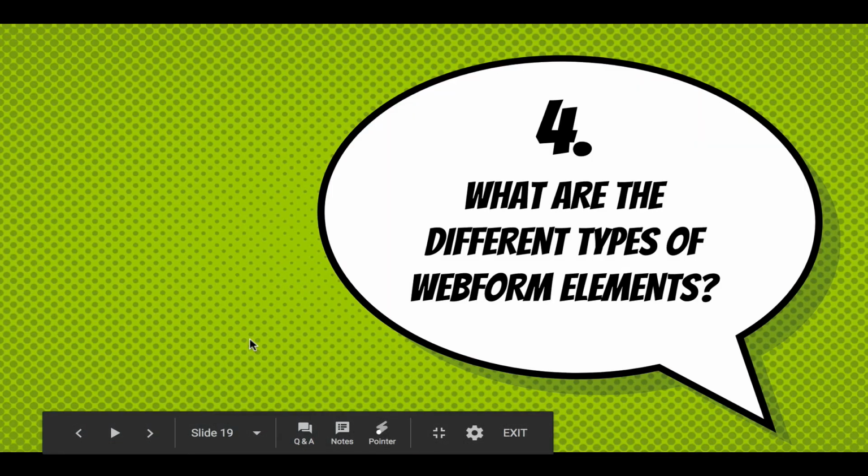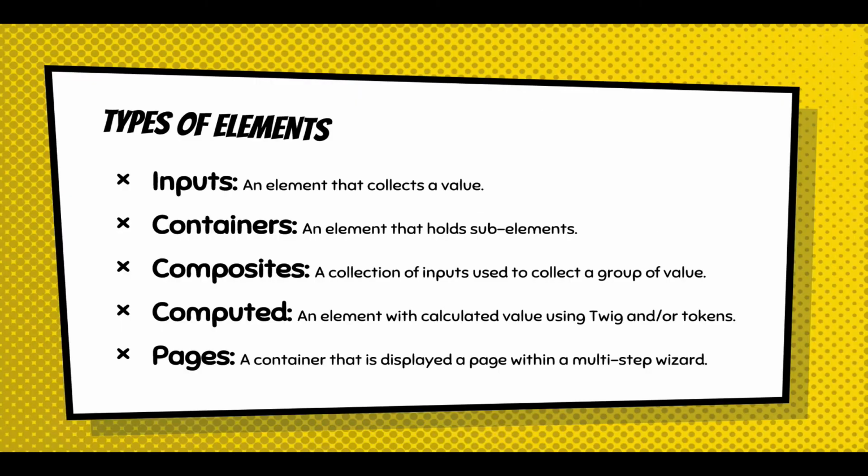So what are the different types of Webform elements? We literally only just looked at text fields. Well, there's inputs, which is a text field. There's containers, which will hold elements together, like a field set. Composites are groups of elements working together, like an address. And there's these computed elements, which are kind of useful if you need to combine two elements or calculate a score. You can use tokens and twigs within computed elements. And finally, for multi-step form, there are pages.